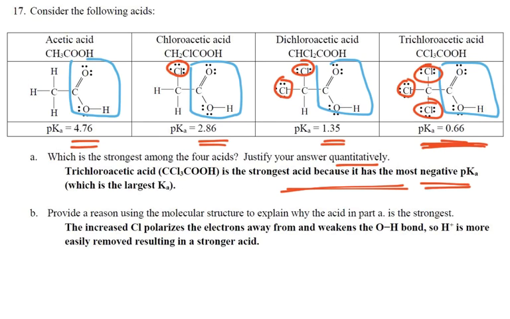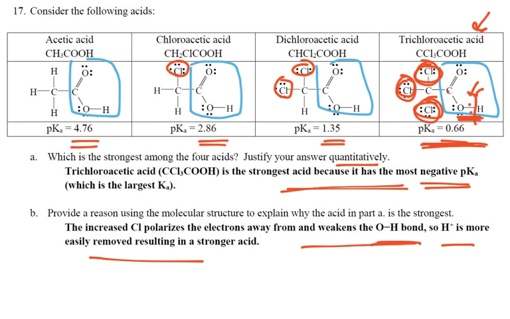The second one is, what's the reason for that? Well, these extra chlorines, we can see that those are going to pull electrons away from the carbon, and it's going to polarize that OH bond. If it polarizes, that means this hydrogen is not going to see that pair of electrons very much, and so it is going to be more likely to leave, and so this acid will be the best donor, and that means it's going to be the strongest acid. So the weaker the OH bond, the stronger the acid is considered. So the increased Cl's polarize the electrons away and weaken the OH bond. So H+ is more easily removed, meaning it's a stronger donor, stronger acid.